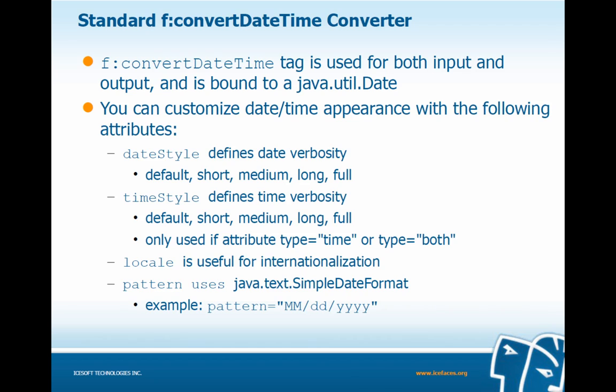The fConvertDateTime tag is used for both input and output and is bound to a Java util date. We can use this tag to customize the date and time appearance with the following attributes: the date style which defines the date verbosity such as default, short, medium, long, or full; time style, which defines the time verbosity; the locale, which is useful for internationalization; and a pattern, which uses the Java text simple date format. So an example of a pattern is the 2-digit month, 2-digit day, and a 4-digit year.